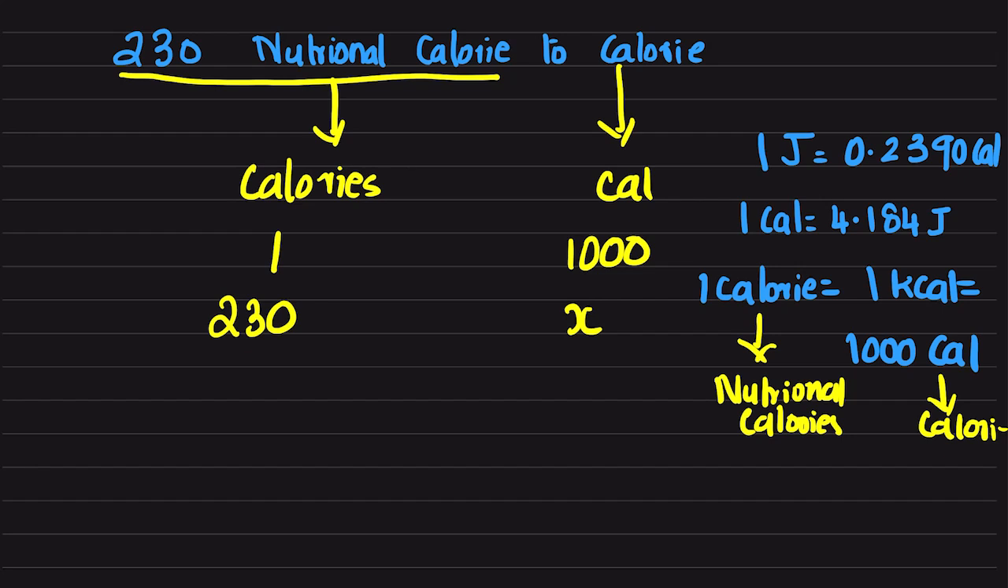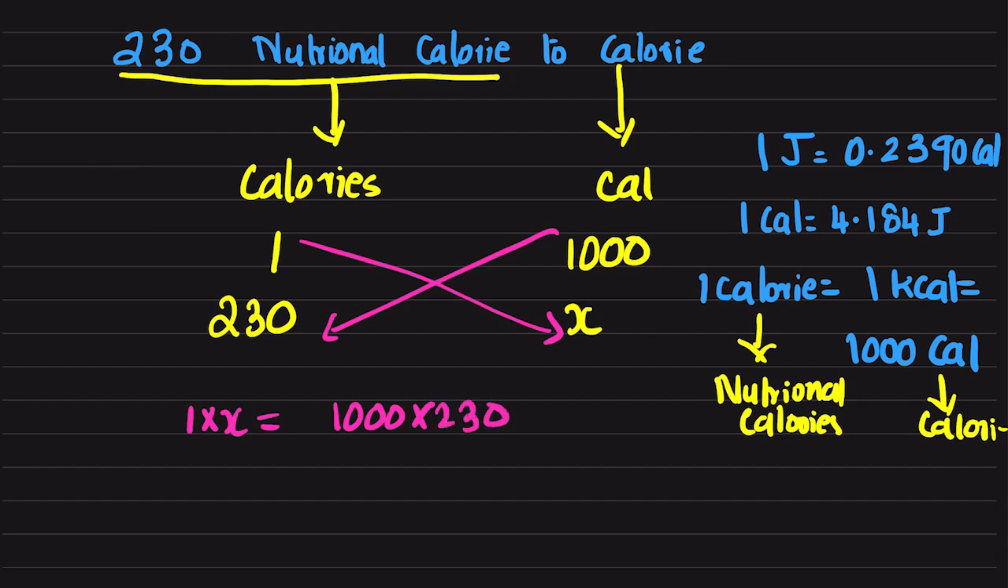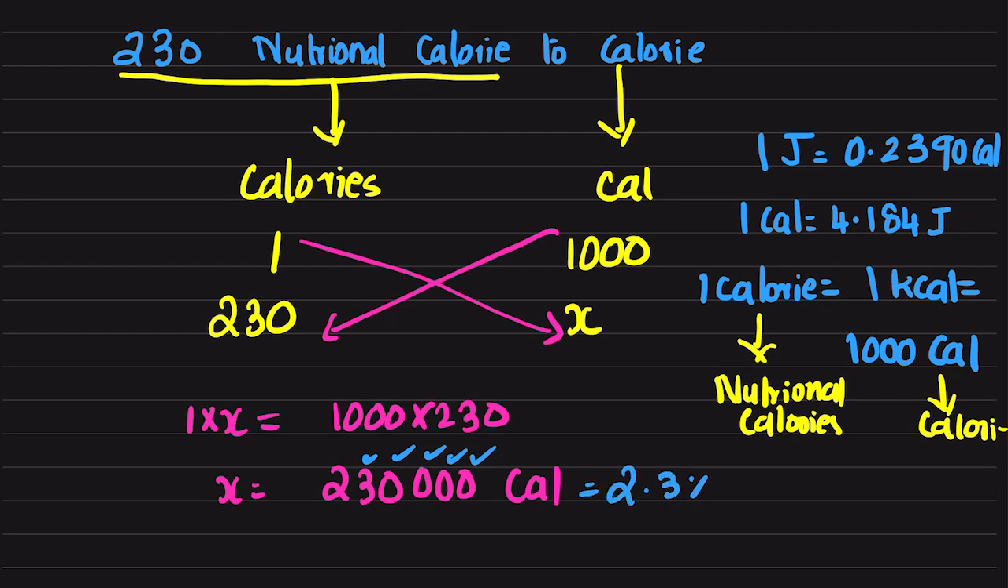Now we need to cross multiply. 1 times X equals 1000 times 230. So which is equal to 230,000 cal. How can you write it in the standard form? 1, 2, 3, 4, 5. So 2.3 times 10 to the power of 5 cal.